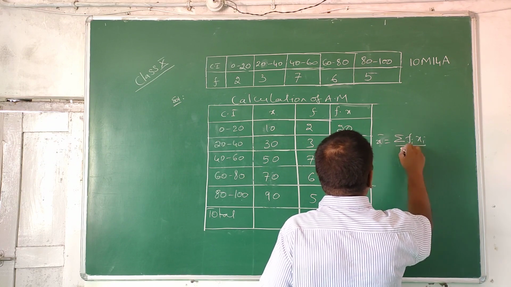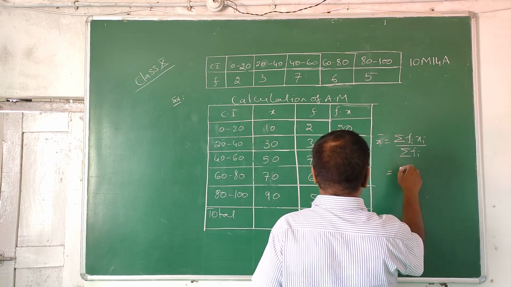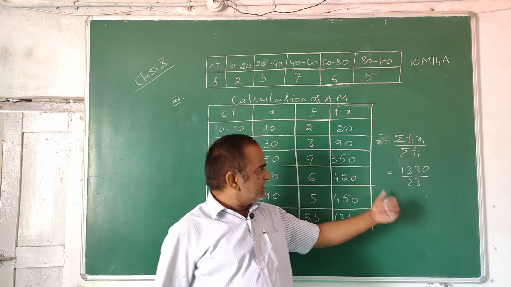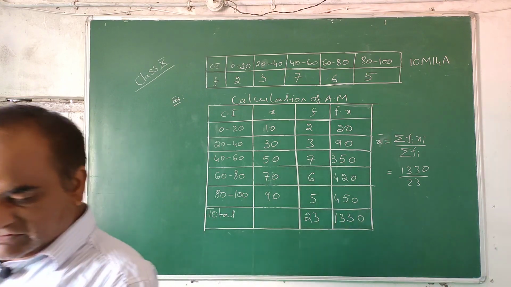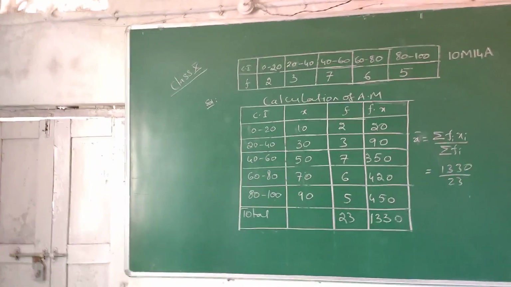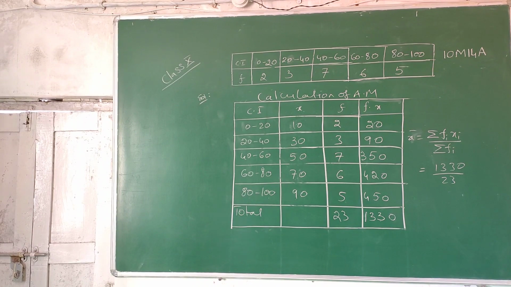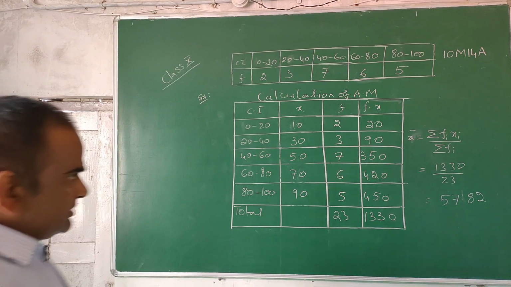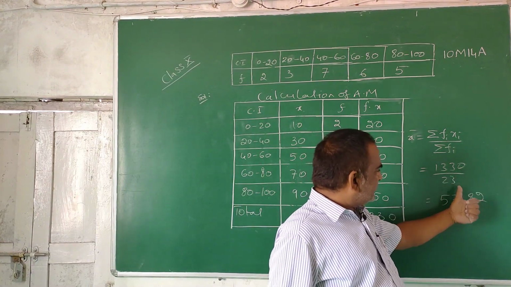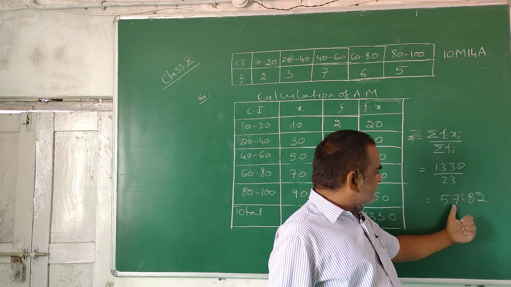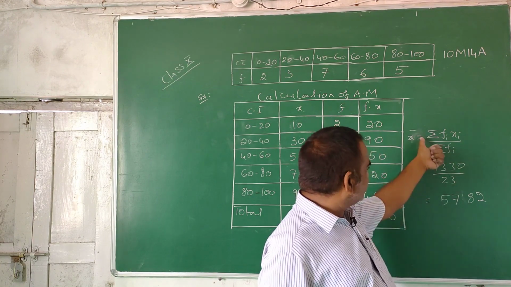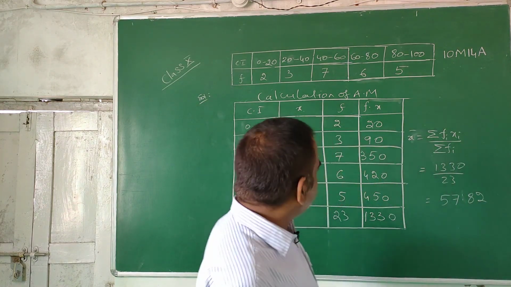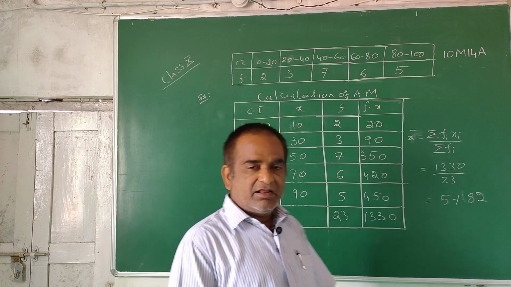Which is equal to 1330 by 23. So the quotient will be the answer. If you divide 1330 by 23, you get approximately 57.82. So x bar is 57.82. The calculation of mean in this method is called the direct method.